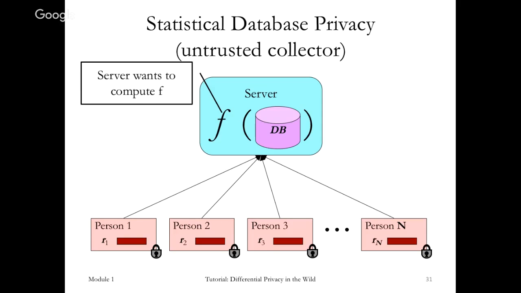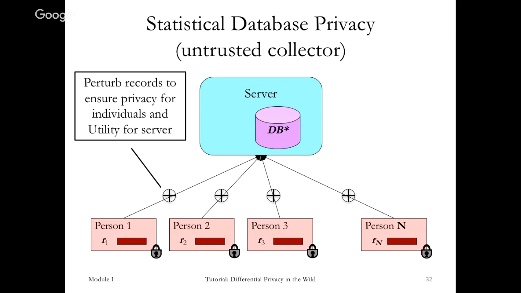Another version of this problem is one where the server is not trusted, and I'll show you examples of where this occurs. Now, if the server wants to compute this function, the people don't trust the server. They only trust themselves. The goal there is to create a mechanism where the individuals can perturb their individual records and send the perturbed records off to the server such that privacy is guaranteed for each individual. You can't reconstruct the individual records from the perturbed answers. But you can't just encrypt the values, because you want to be able to reconstruct the answer to the original function that the analyst wants to compute, with low approximation error.